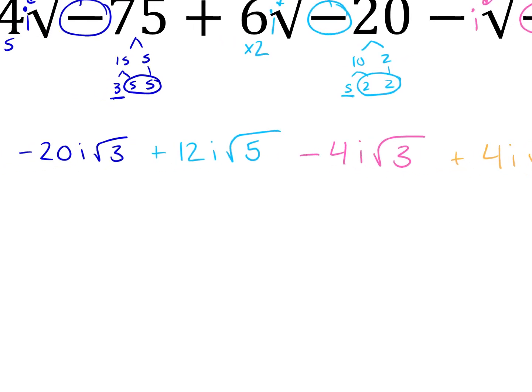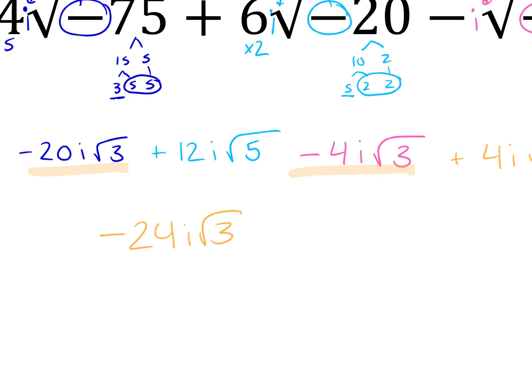Square root 3's. So they have to have the i in it, and they have to have the same radical. So we can combine the 2 square root 3's. So what's negative 20i square root 3 minus 4i square root 3? Negative 24i square root 3.